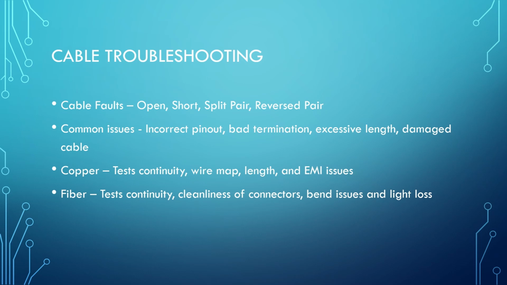Sometimes cables have their own issues with networks. Sometimes your cables just have faults, such as open, short, split pair, reverse pair, etc. Others are a bit more common, such as an incorrect pinout, a bad termination, excessive length, or damaged internal cable. Others are more specific to your cable type. If you have copper, continuity could be an issue, wire map, length, and electromagnetic interference could be an issue as well. For fiber, continuity, the cleanliness of the connectors, a bend issue, and light loss also have to be factored in.